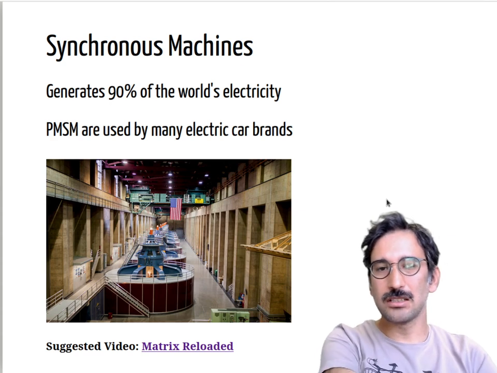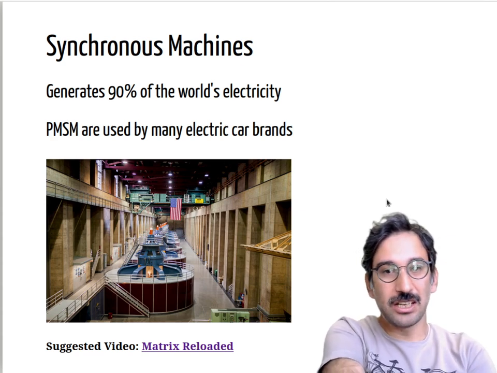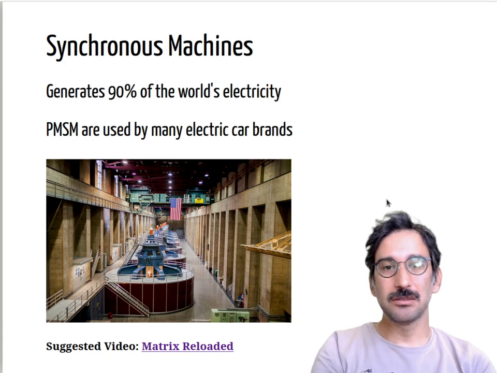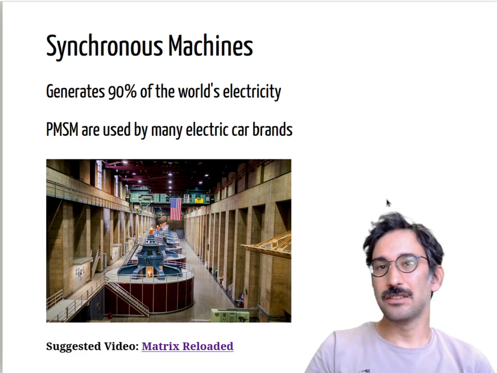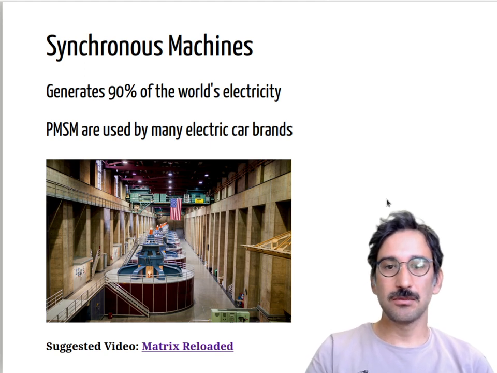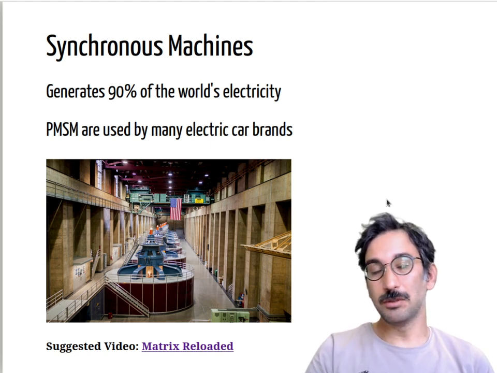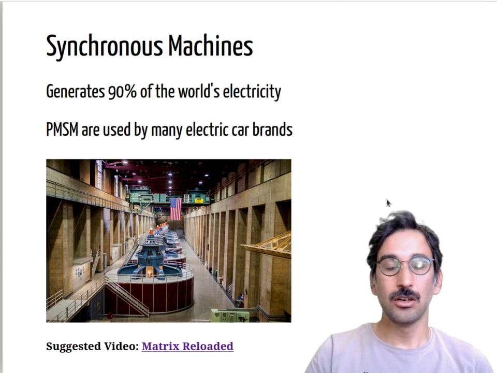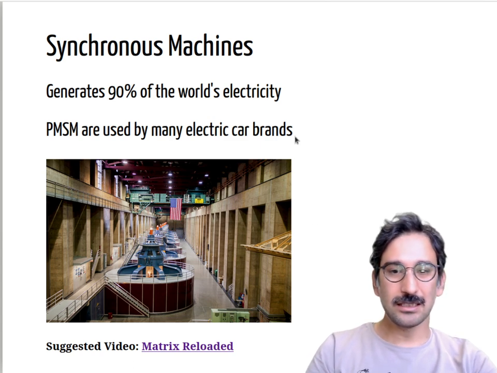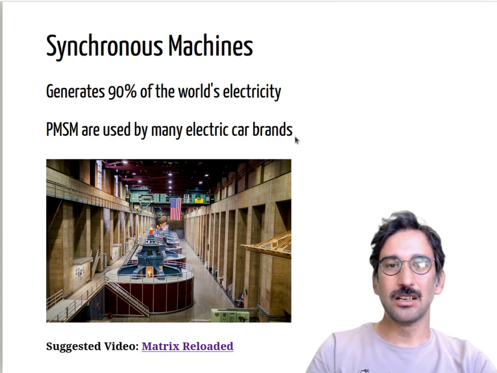Synchronous machines generate maybe more than 90% of the world's electricity, because they are used in hydroelectric power stations and natural gas power stations. If there's a nuclear power plant, there are also synchronous machines there. And on the motor side, for example, permanent magnet synchronous machines are used by many electric car brands, as we will see, in Audi or Renault, for example. Synchronous machines are really the backbone of our civilization.